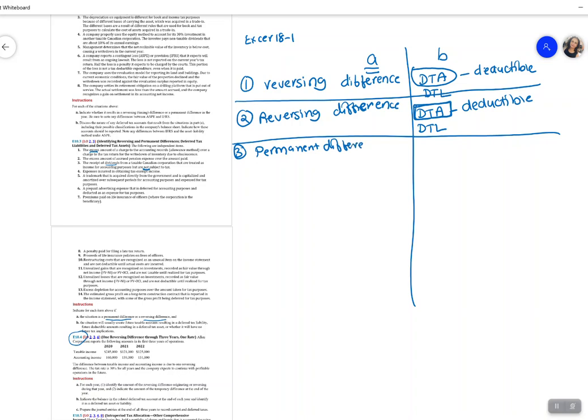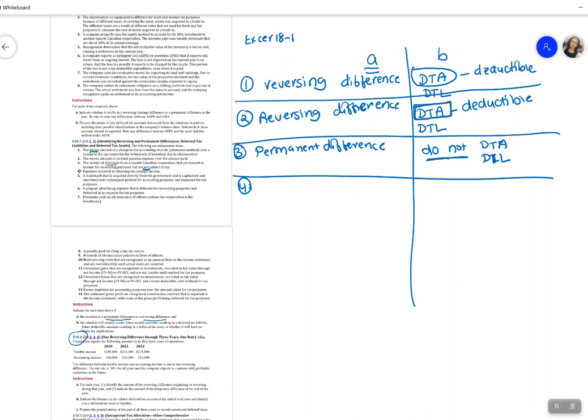If it's a permanent difference, like I said, it does not create any deferred tax asset or deferred tax liability. So the word is does not. So with a permanent difference, you do not need to calculate any deferred tax asset or deferred tax liability. So then let's go to number 4.